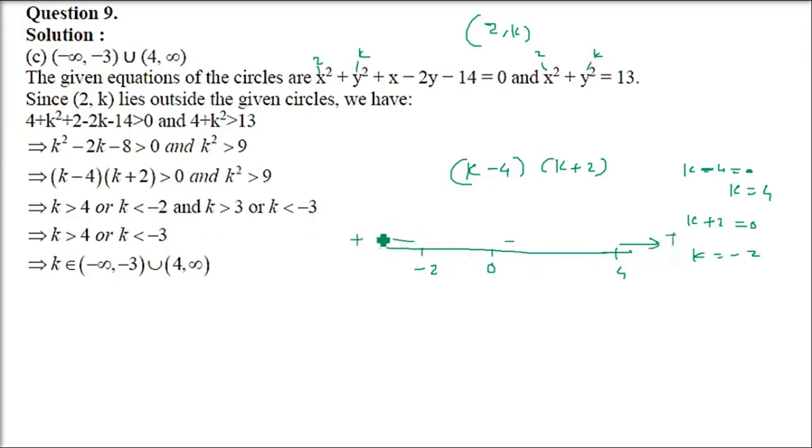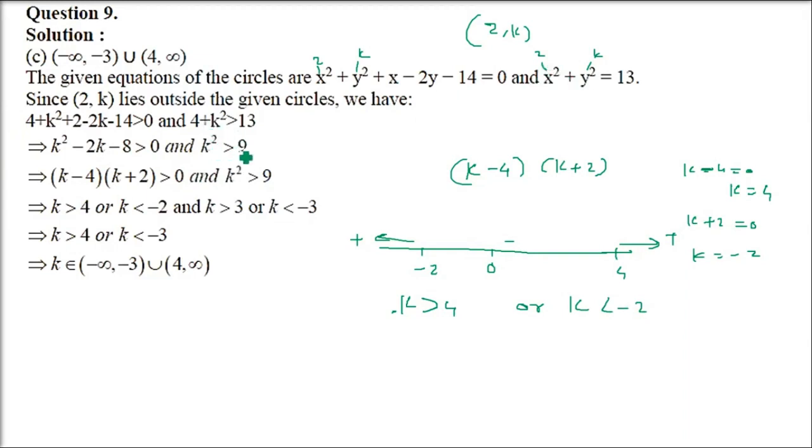So this is plus minus plus, we always take the plus sign because it is greater than 0. So k is greater than 4 or k is less than minus 2. So this is the first condition. Now coming to the second equation.